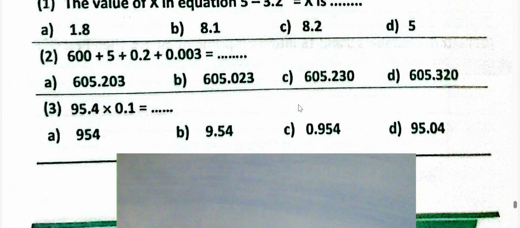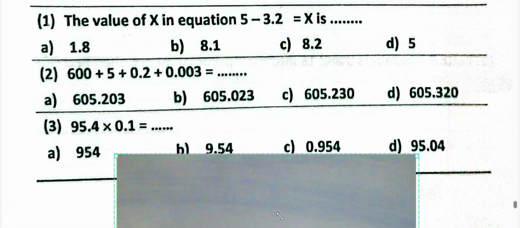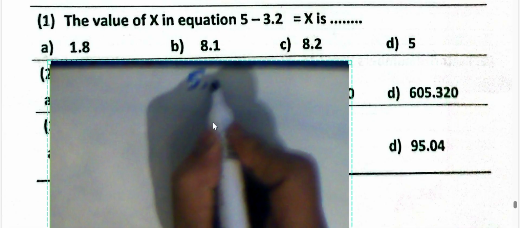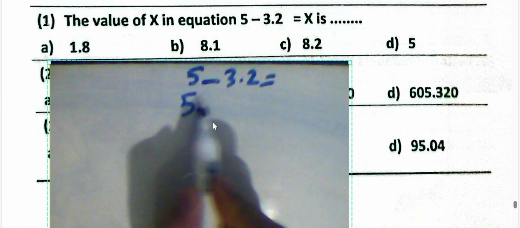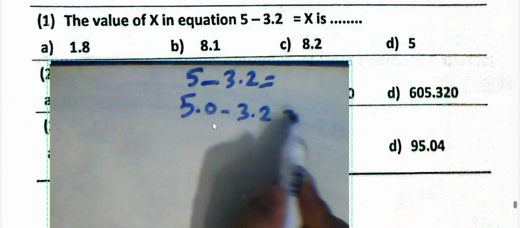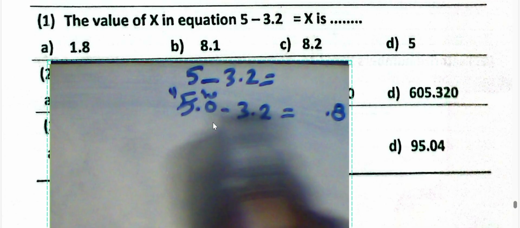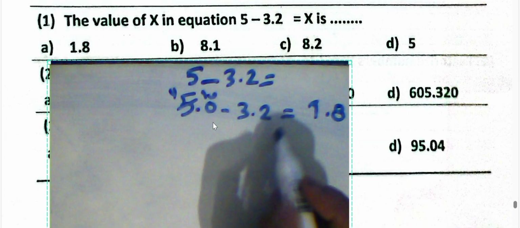Question number 2, choose the correct answer. The value of x in the equation: we can find the difference between 5 and 3.2. 5 subtract 3.2. We can write 5.0 subtract 3.2. 0 minus 2 we cannot do, so 10 minus 2 equals 8 and 4 minus 3 equals 1. The result will be 1.8. Next question, number 2.